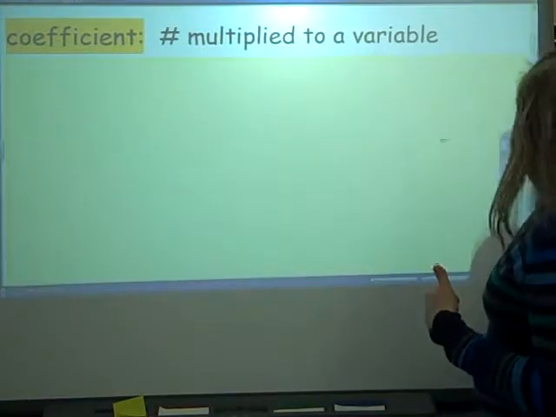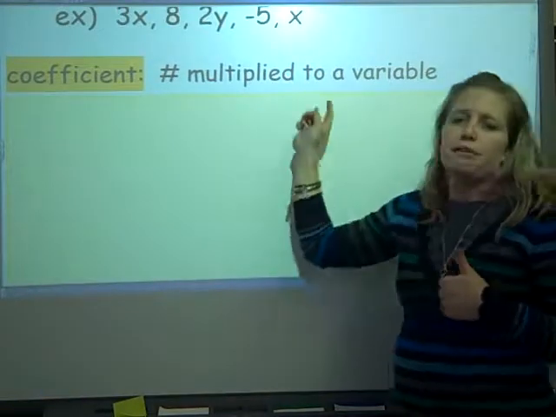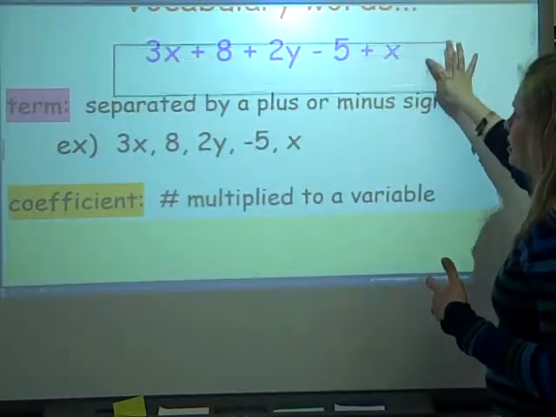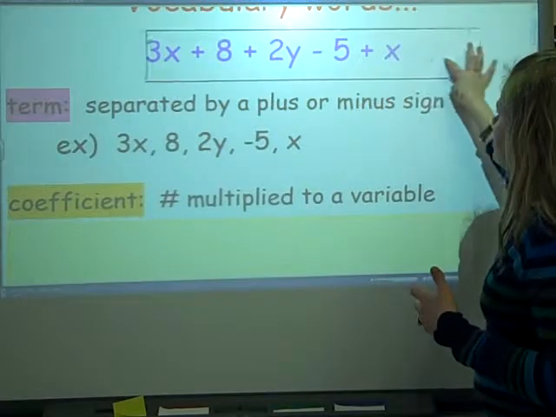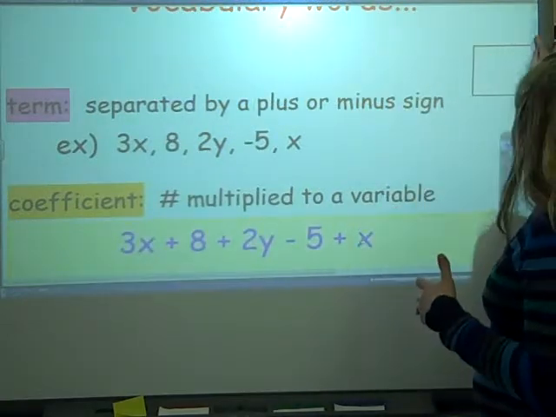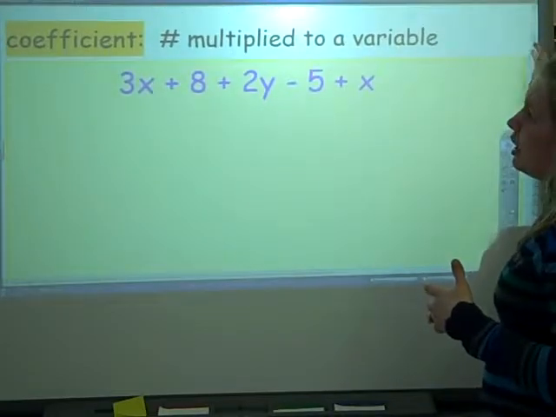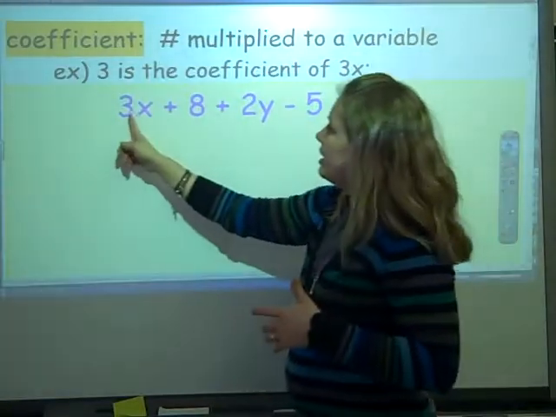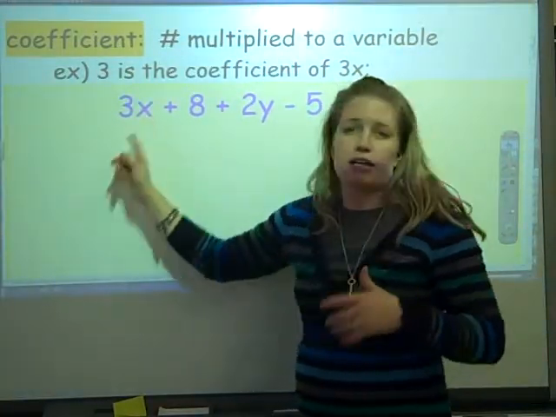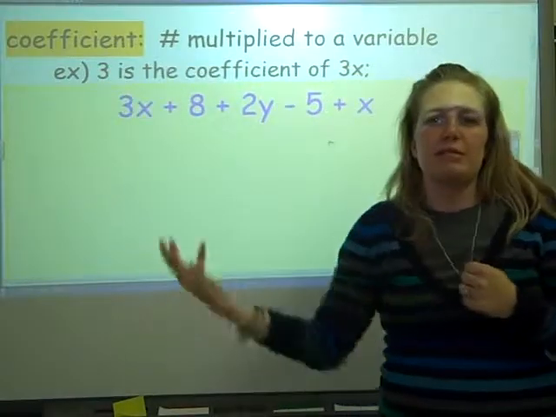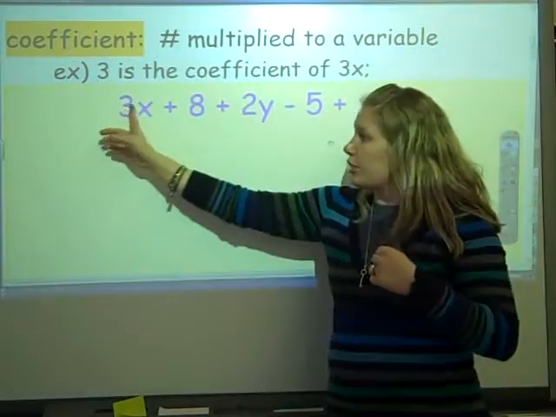A coefficient is a number that's multiplied to a variable. Okay, here we go. A coefficient is a number multiplied to a variable. So 3 is the coefficient of 3x. You just have to write the number 3. You don't have to write the whole sentence. So if I was to name the coefficients, you're going to write 3.